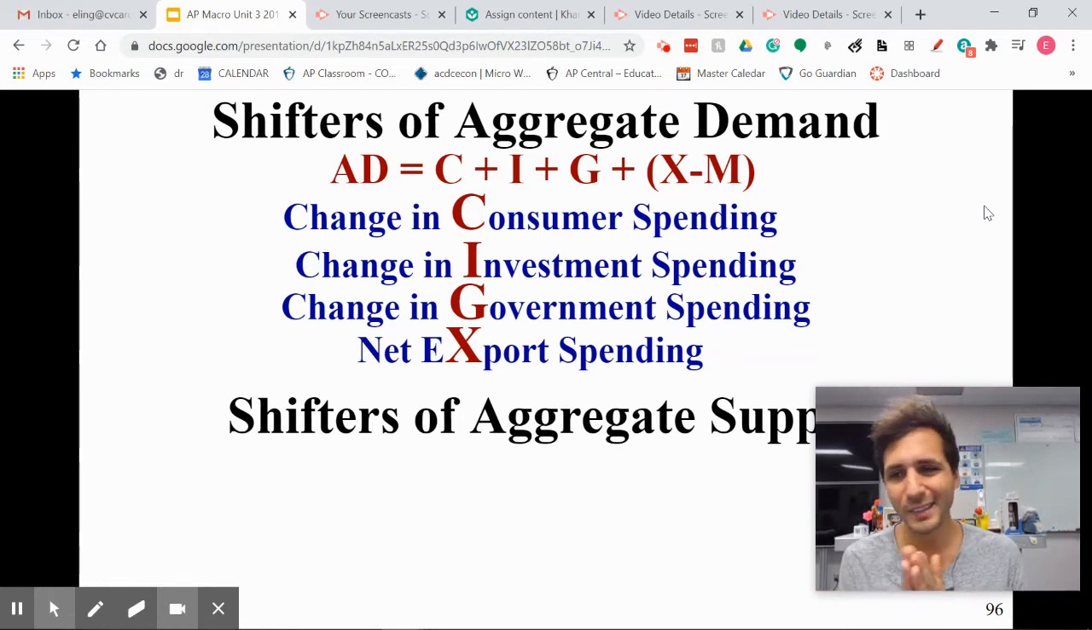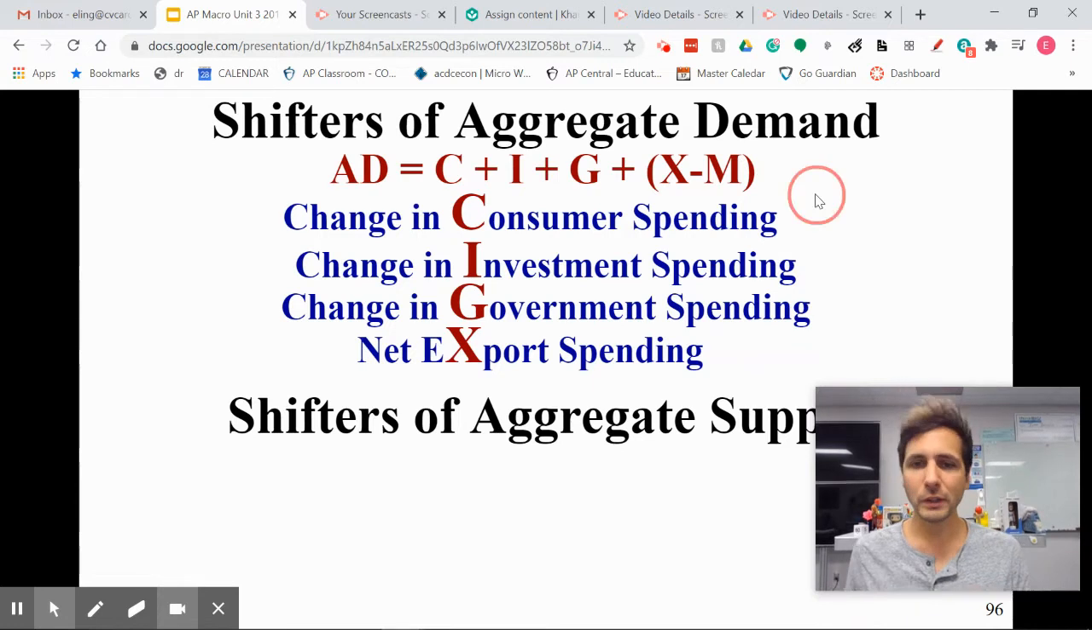The only one that yet is a little tricky on there is imports. They will say, hey, imports increases. How does that affect aggregate demand? It'll actually shift it to the left because we subtract imports from here. So when the thing we are subtracting goes up, then the GDP falls.